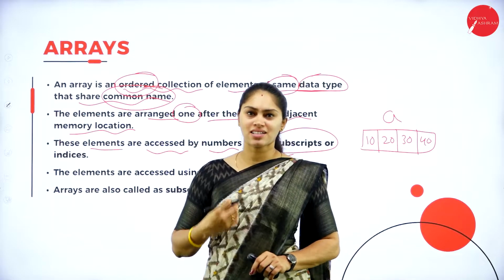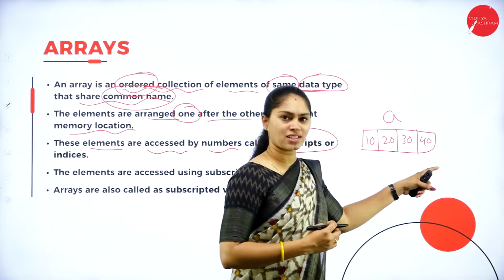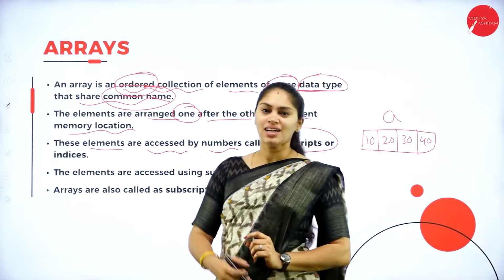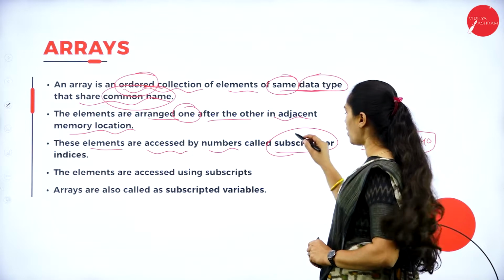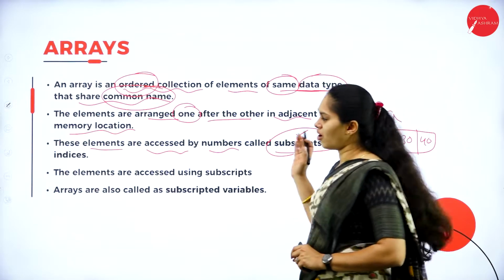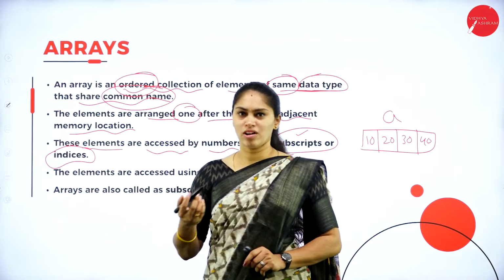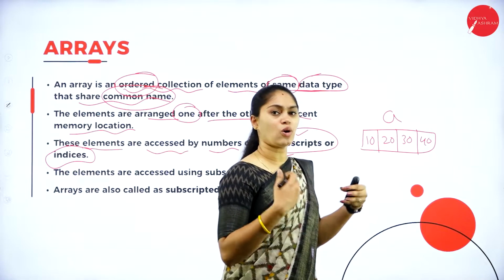Then how can I access them? How can I get the benefit from all these elements? I want to access it, I want to know the value of it. How are we going to do that? That too with the help of certain numbers. We call those numbers a subscript, or it is also considered as indices, the plural of index.